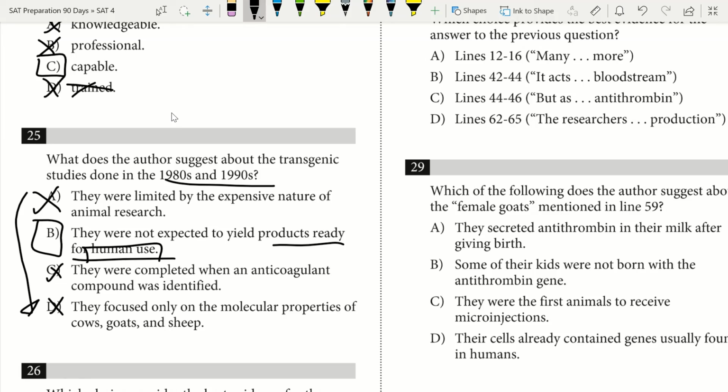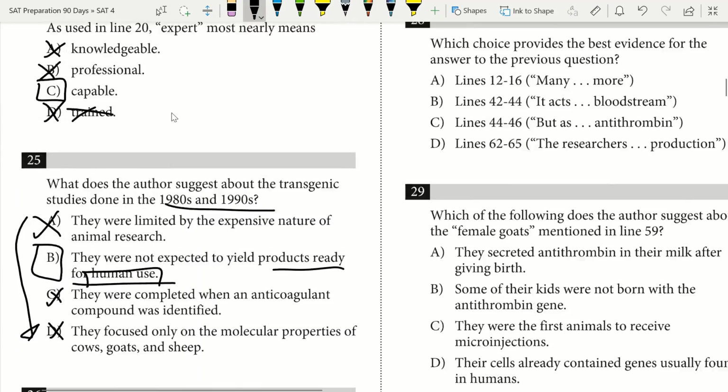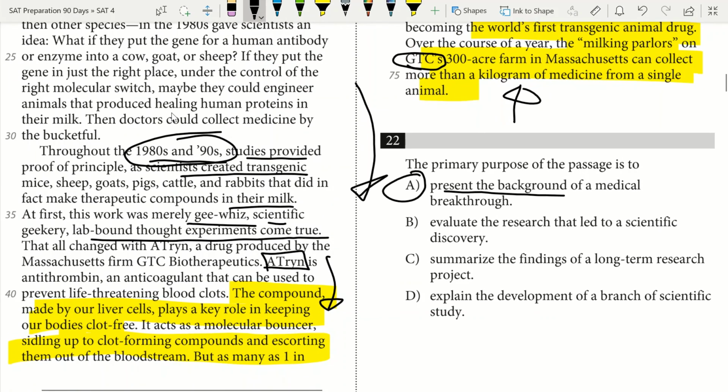All right, now we've got 26. It says, which provides the best evidence? Okay, I want to find the spot that talks about scientific geekery like I just talked about. So I see that that's 35 down to 36.